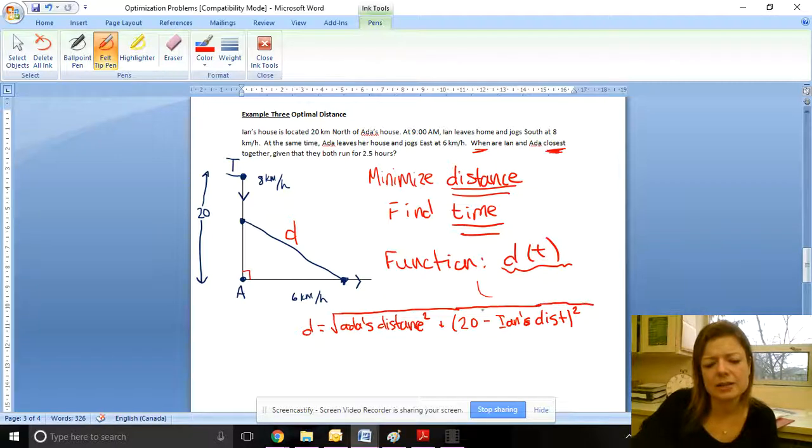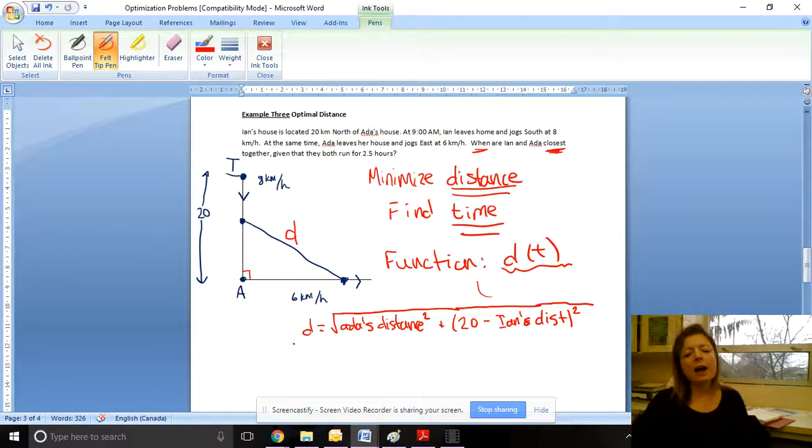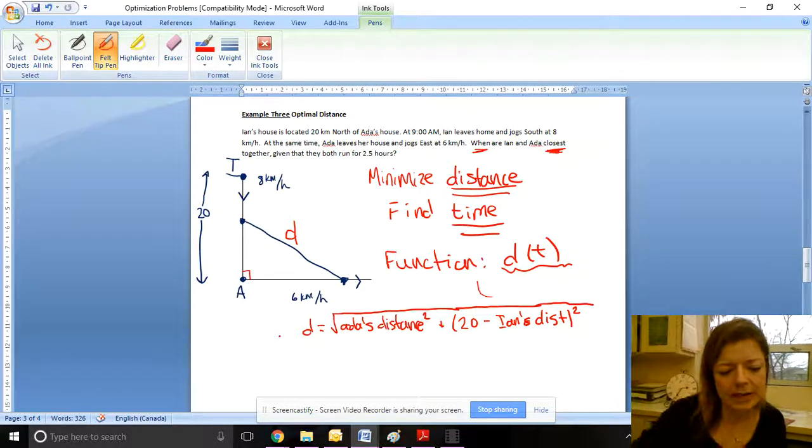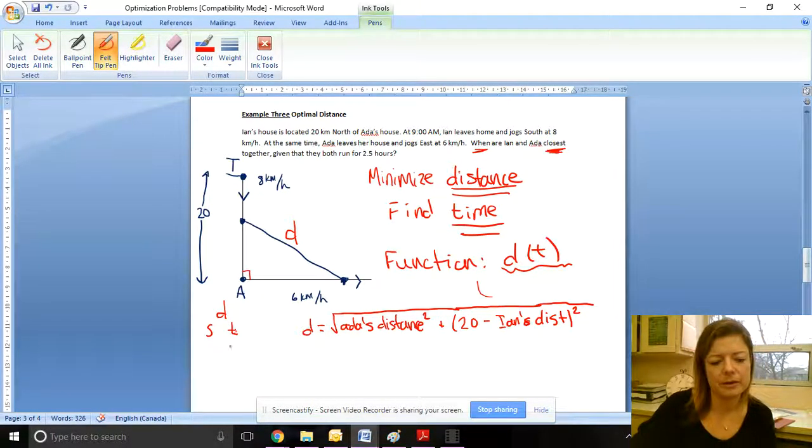Okay, so this is just the Pythagorean theorem, rearranged. Again, this length is just how long Ada's been running, and this length is 20 minus how long Ian's been running. Now we need to figure out how to represent each of their distances with respect to time, because we want this distance function to be with respect to time.